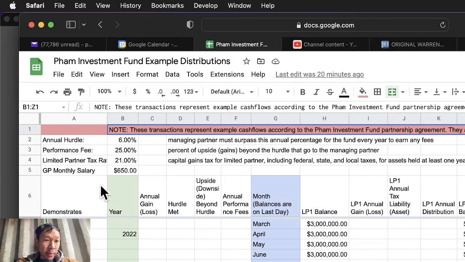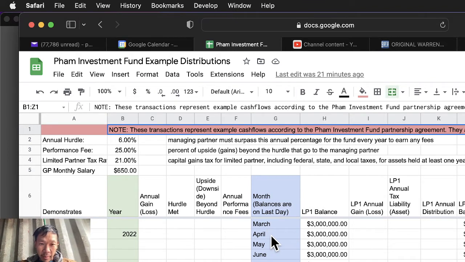And then finally, what is the general partner monthly salary? That's not material to anyone except for me. This is an aspiration for me of what I will deduct to live on from my share of the performance fees. So the first year, the months are listed here, January through December, and the first year we start on April 1st.